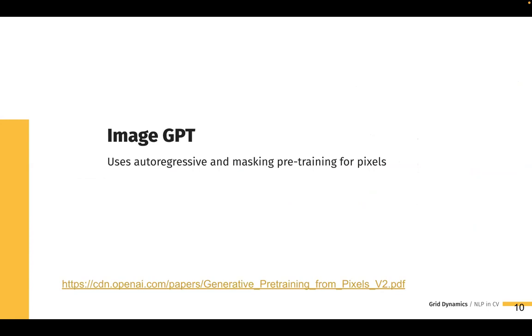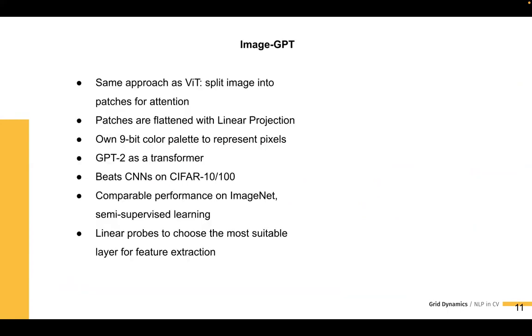Another model that uses almost the same approach is ImageGPT. Let's consider it in more detail to find what the difference is. So again, ImageGPT is a transformer, namely GPT-2, that uses the same approach. You split the image into patches. You can choose the size of the patch, but it's not the main idea of this approach. So you split the image into patches, flatten them with a linear projection, and then use GPT-2 as a common transformer, basically the same way you use it in the natural language processing domain.